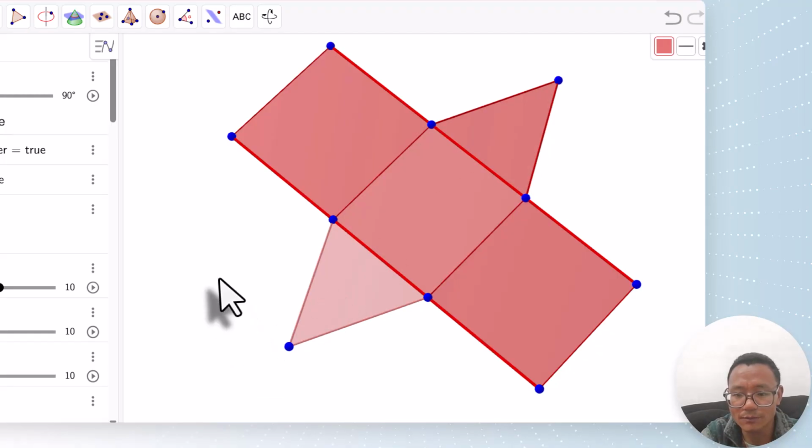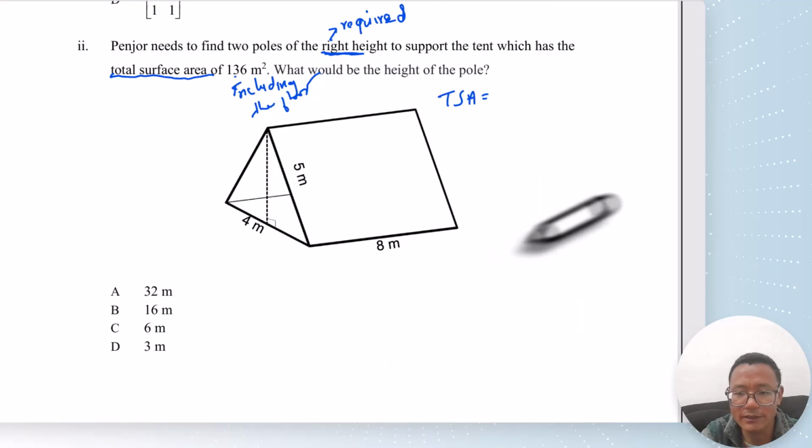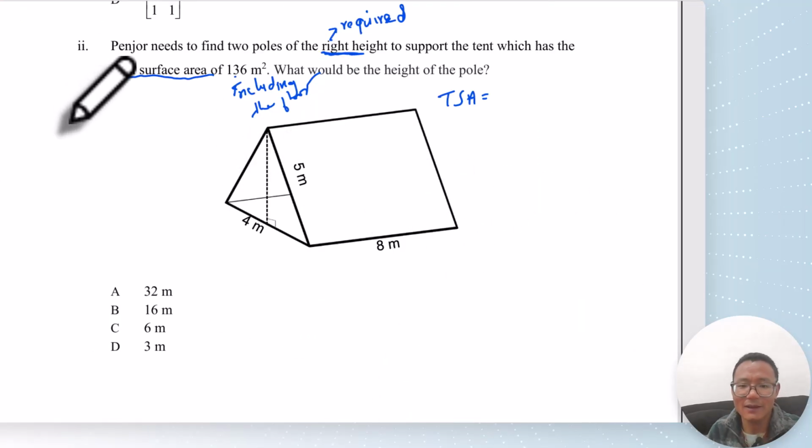So what we have to do, let's go back to our tent. For the total surface area, let's say this is length, this is width, and this is base b, because the triangle has a base and a height.